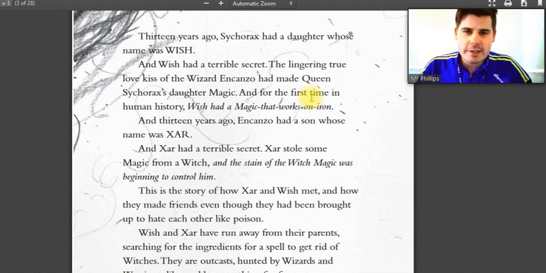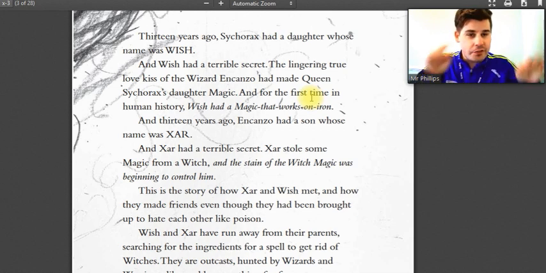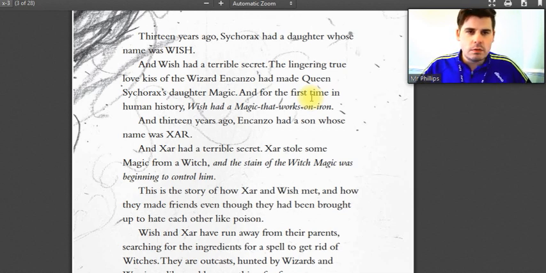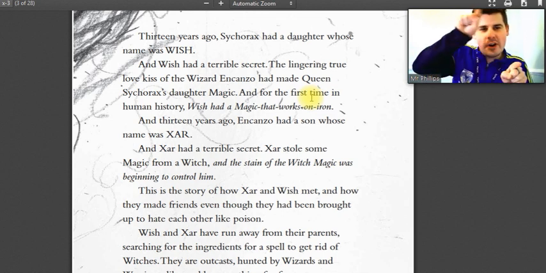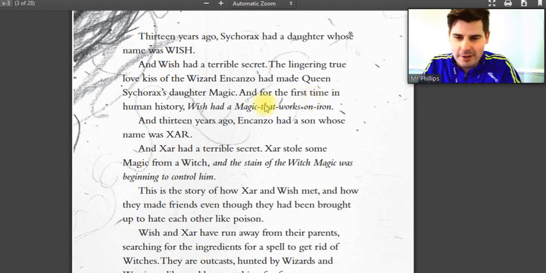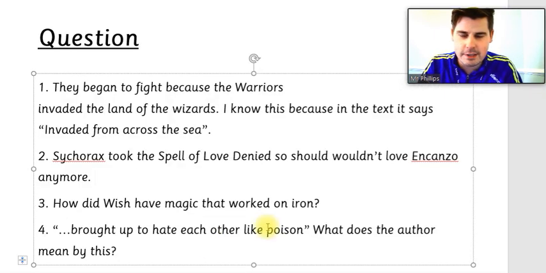13 years ago, Cinchorix had a daughter whose name was Wish, and Wish had a terrible secret. The lingering truth, so the truth that hung around, the lingering true love kiss of the wizard Incanzo had made Queen Cinchorix's daughter magic. So, the true love's kiss of wizard Incanzo to Queen Cinchorix had made Cinchorix's daughter Wish magic. Got that? Good. Right, let's try and put that into a sentence.